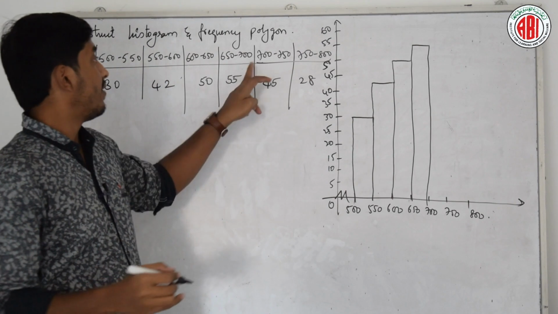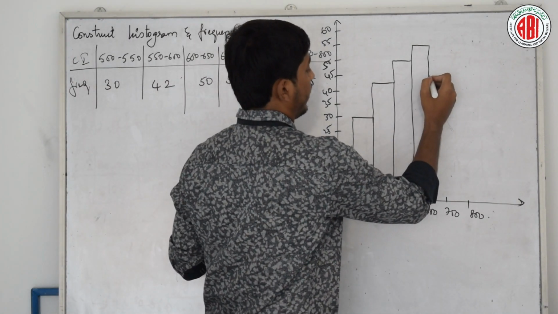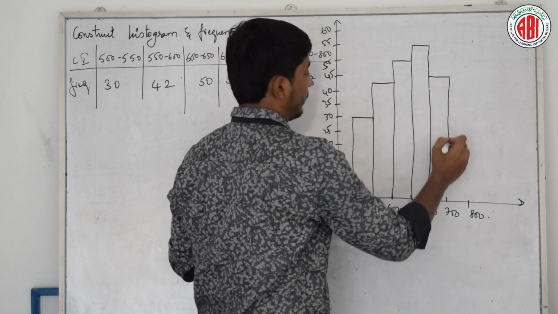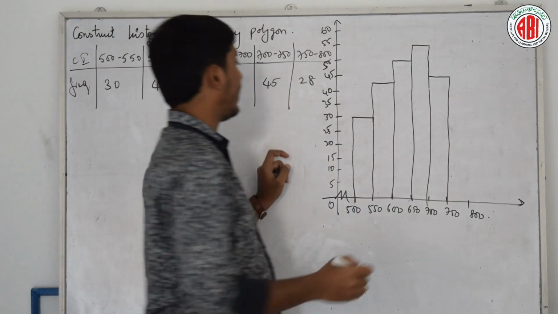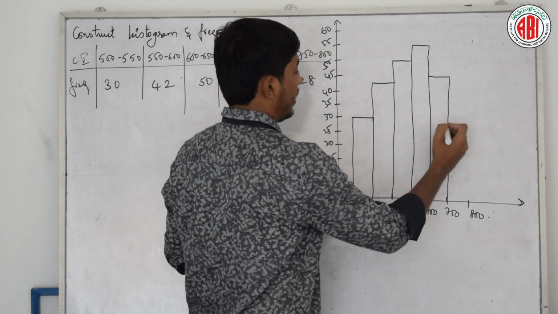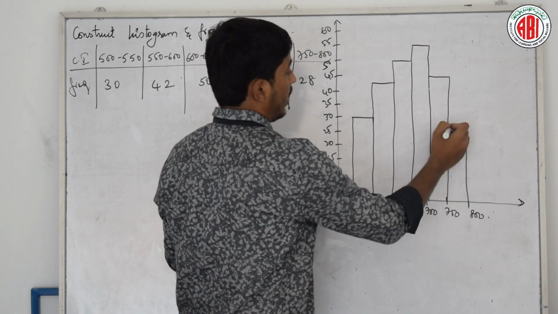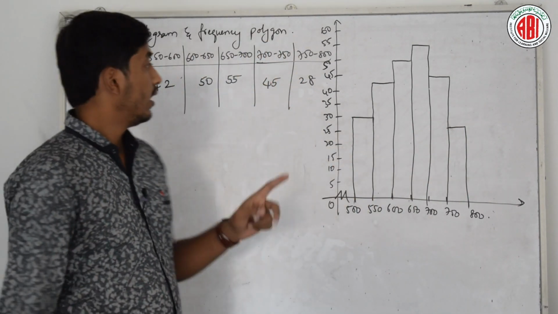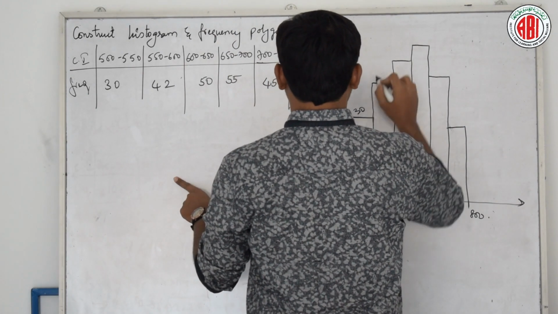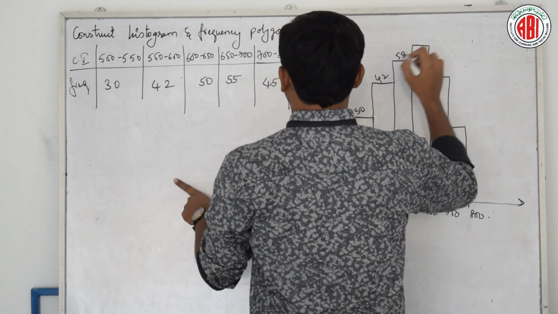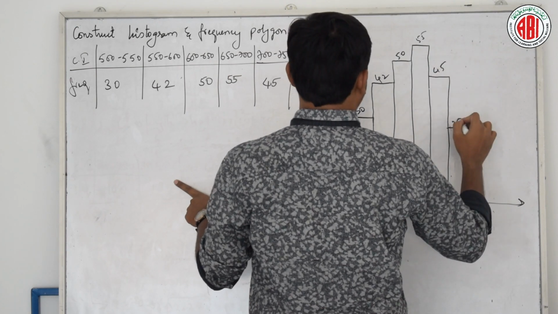Okay, and the next 700 to 750 is 45. The next 750 to 800, finally it is 28. 28 is between these both. Clear? Right? Let us number them. What are these? 30, 42, 50, 55, 45 and 28.